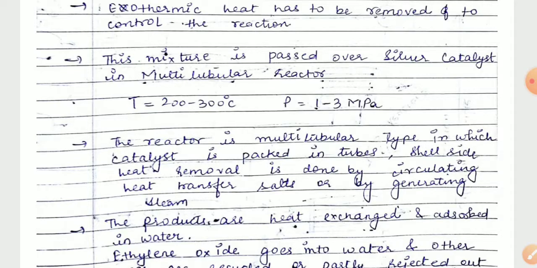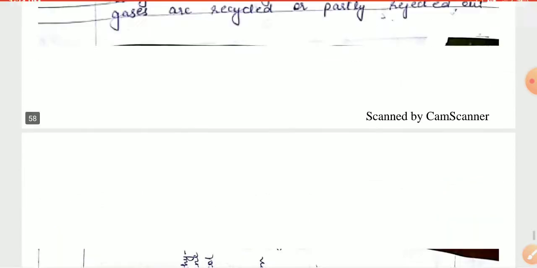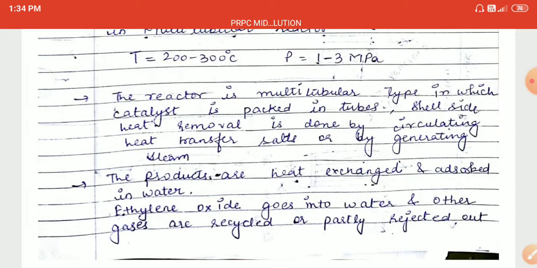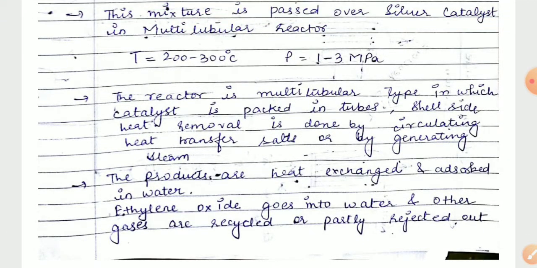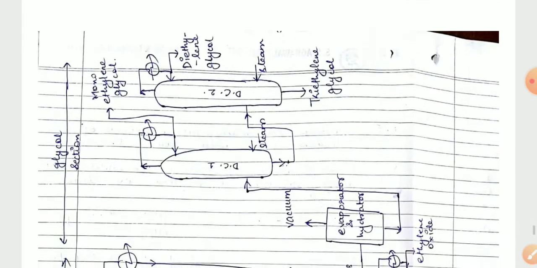And this mixture is passed to this reactor, and the reactor is a multitubular type in which the catalyst is packed in tubes. The shell side heat removal is done by the circulating heat transfer system. The products go through the heat exchange operations. Ethylene oxide goes into the water and other gases are recycled or partially rejected out. Okay, follow this flow diagram.